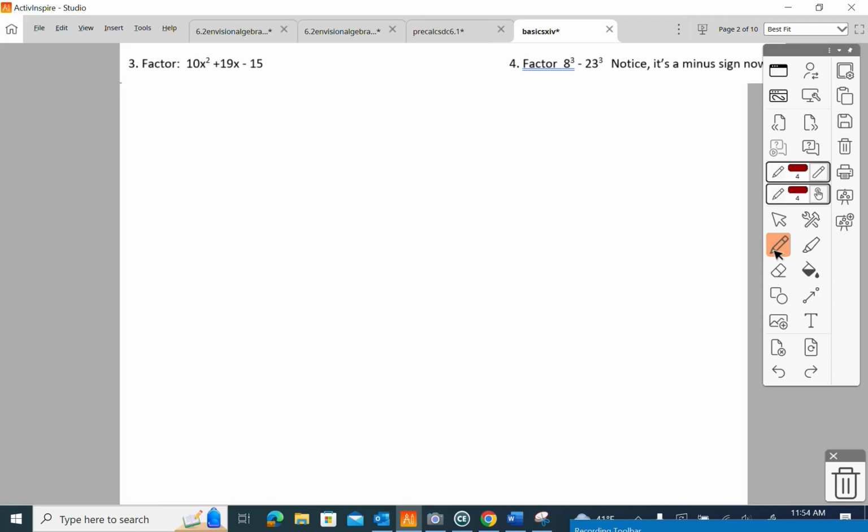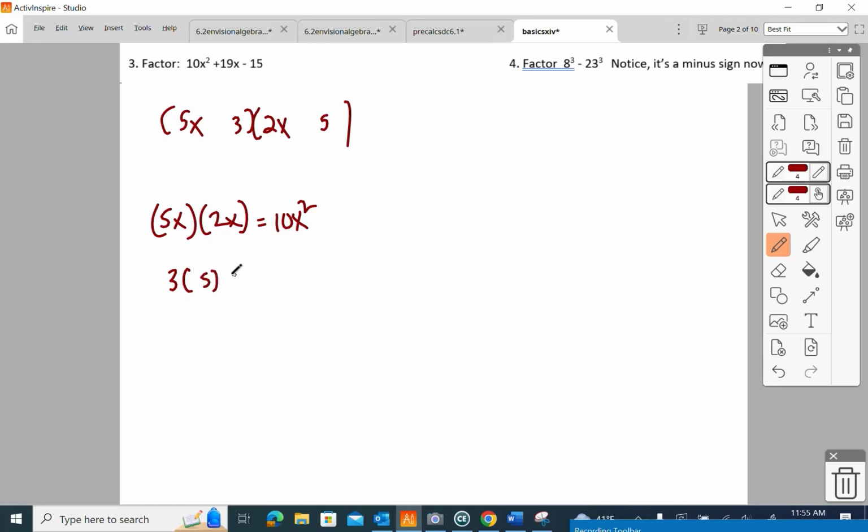I use a guess and check technique because it's the only way you'll be able to teach your offspring how to do this. I know that a 5x times 2x is 10x squared. Now, I also know that 3 and 5 makes 15. And I might guess this wrong. I'm not thinking ahead right now, but I know 3 times 5 is 15, which is kind of a goal here. Now, based on how I wrote things out here, I would link these two together.